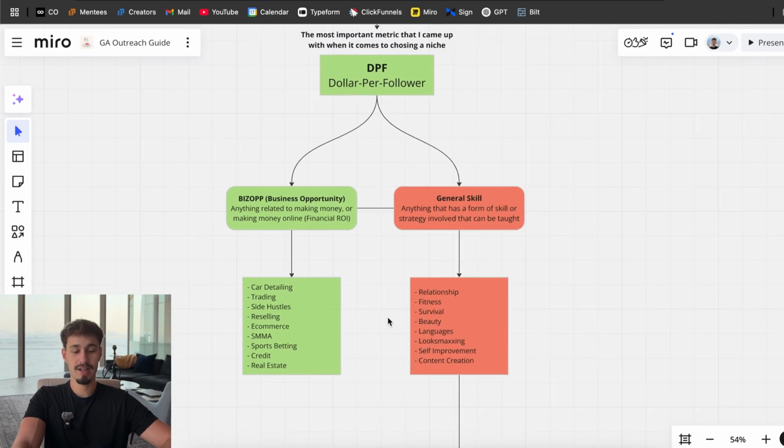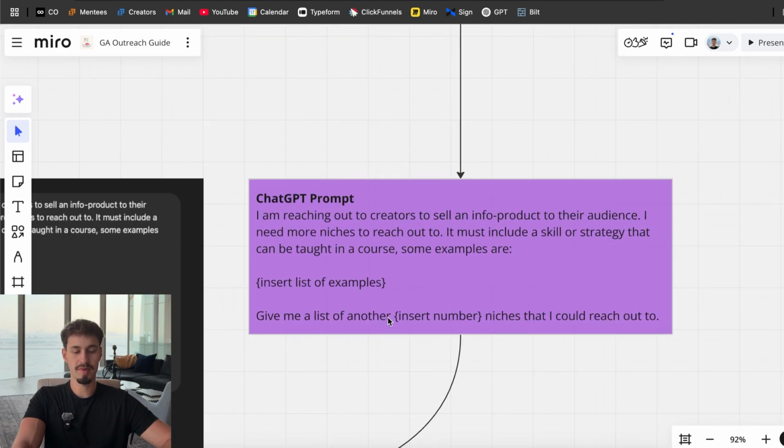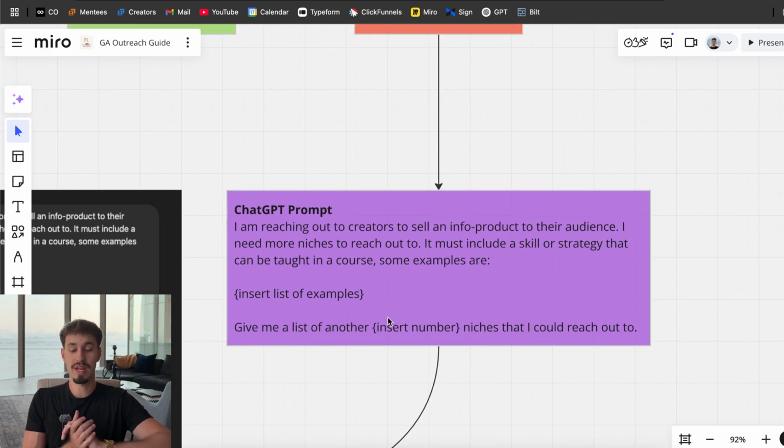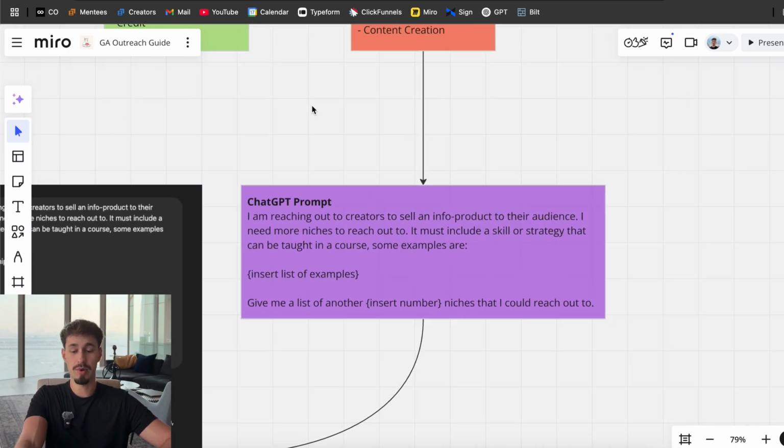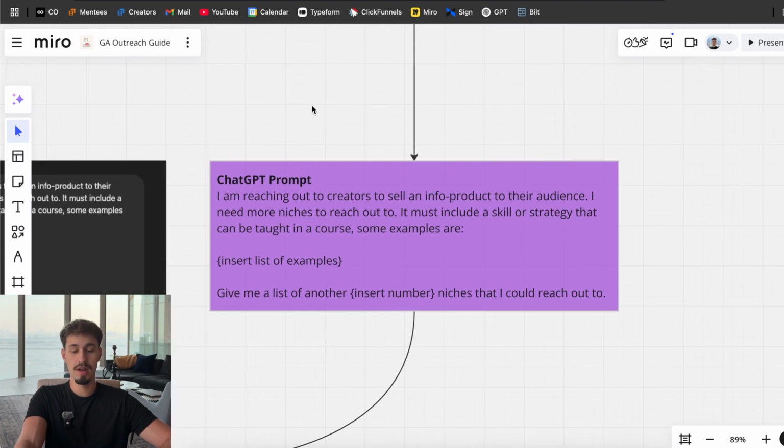Now, this is where AI comes into it. So I actually have a ChatGPT prompt I use. ChatGPT is crazy. You can get so many answers. Like, I'm gonna be honest, guys, I only started using this literally weeks ago, but holy shit, it's crazy. So here's a prompt I made.